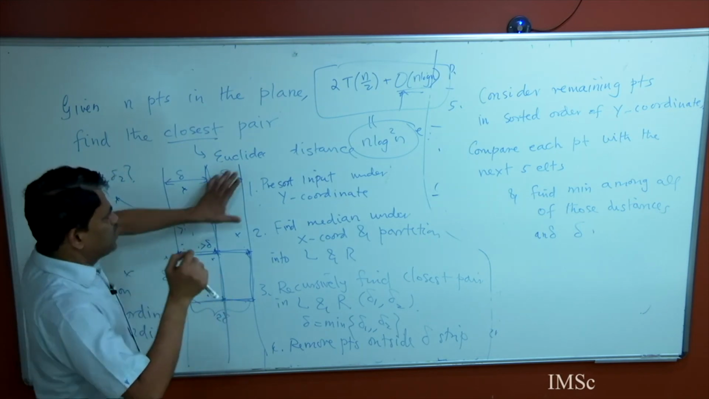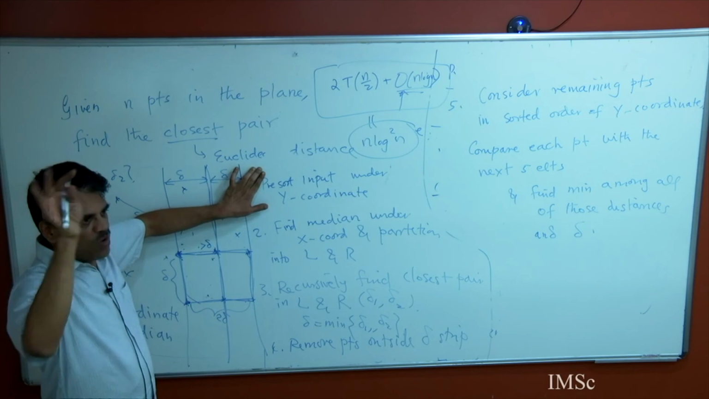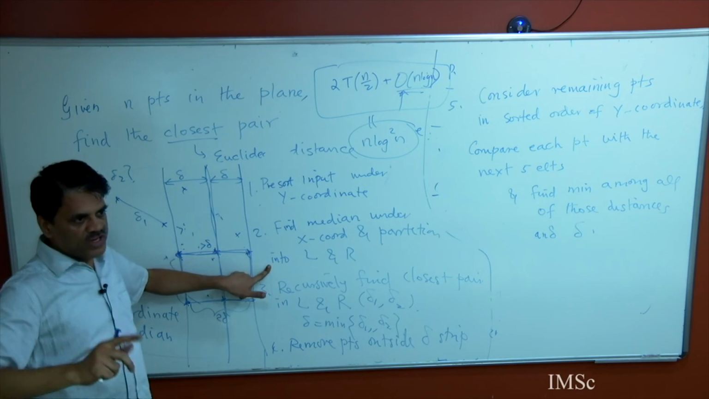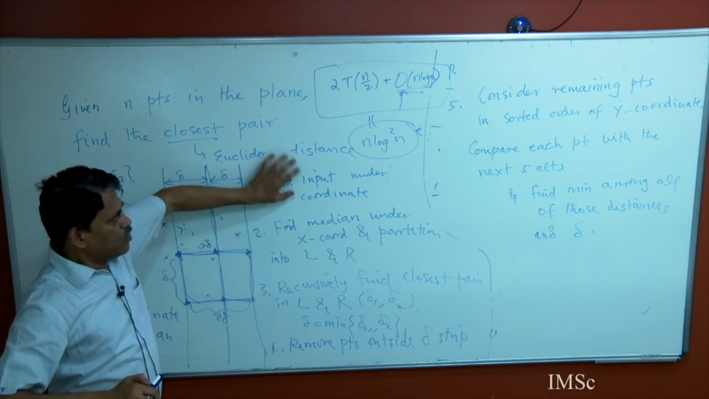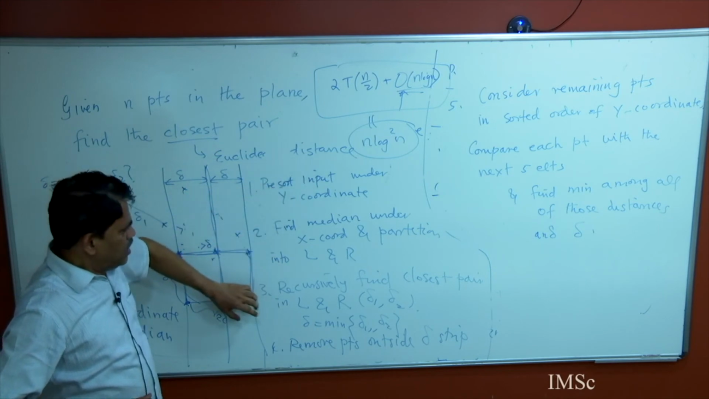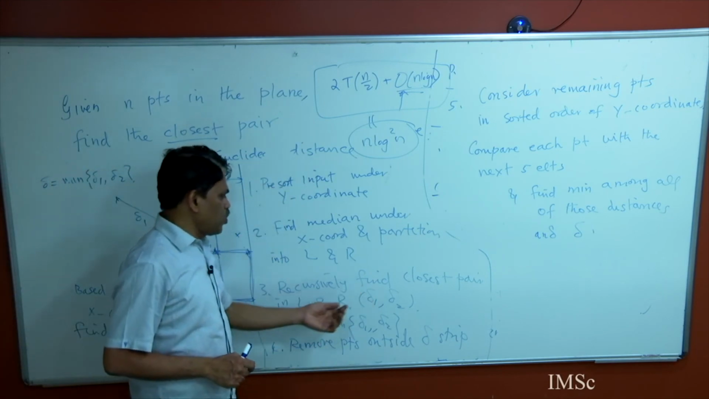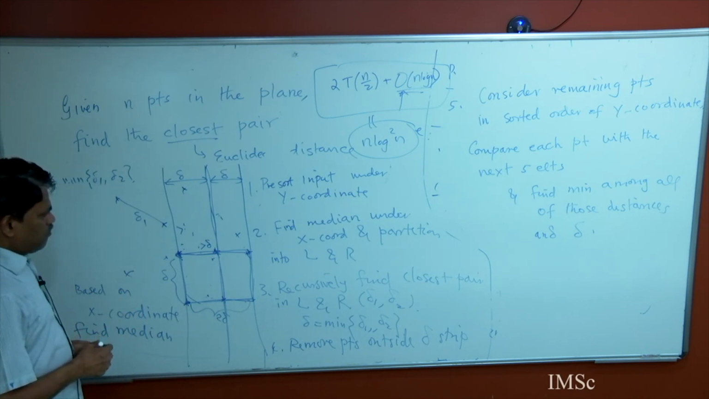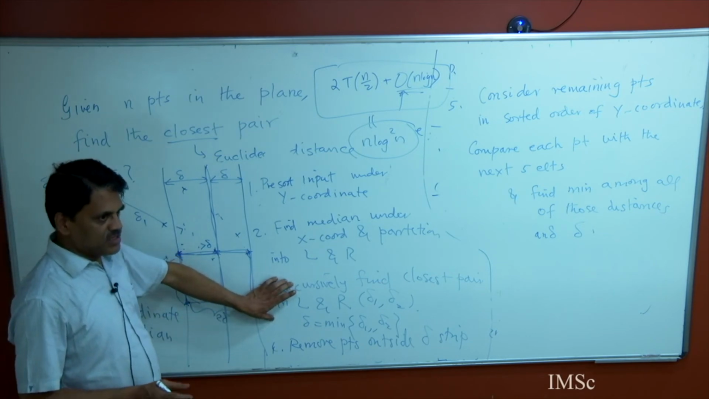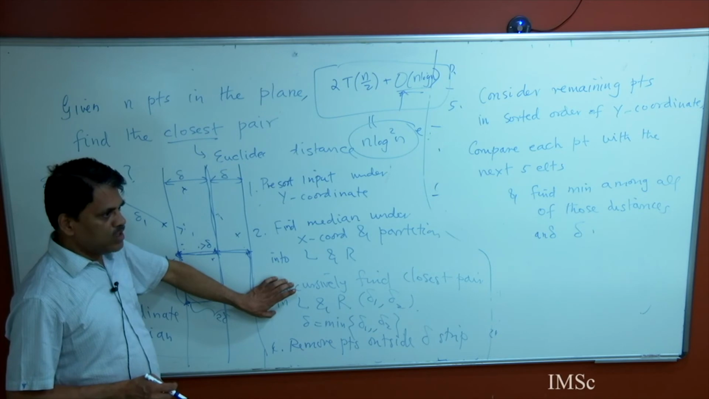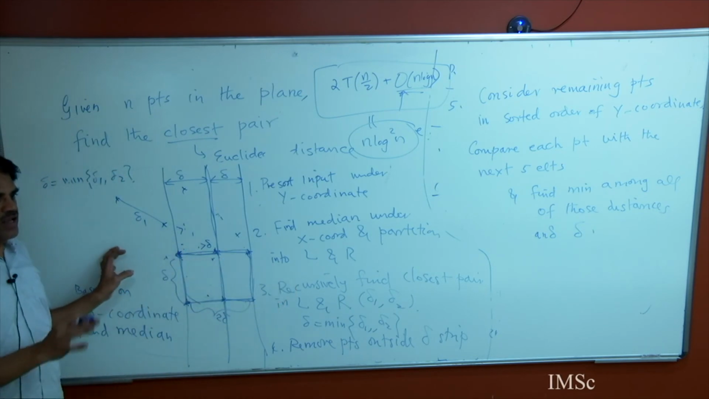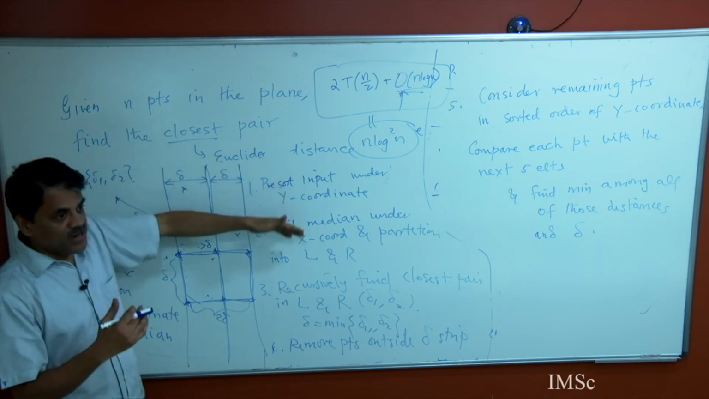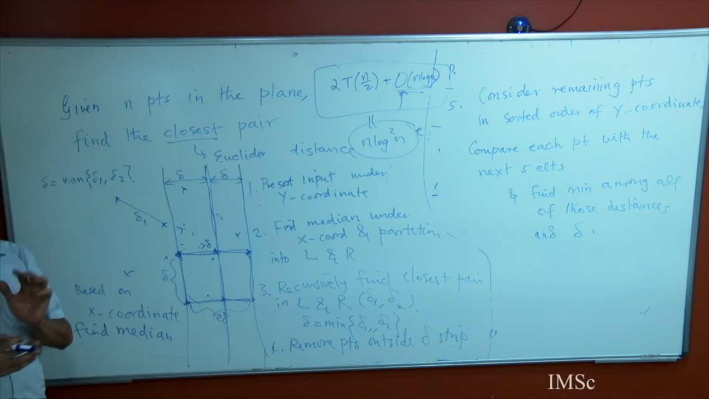Let's see. So pre-sort input under y coordinate, that's n log n one time, apply your merge sort algorithm. Find median under x coordinate, we know how to do it in linear time, so this is linear time. So this is an outside recursive part. Now I am recursively finding closest pair in L and R. So when I apply recursion, what do I need? I want points in L and R also sorted under y coordinate, right? Because the initial step needed it, so a recursion step also needs it. This is very important to keep in mind.